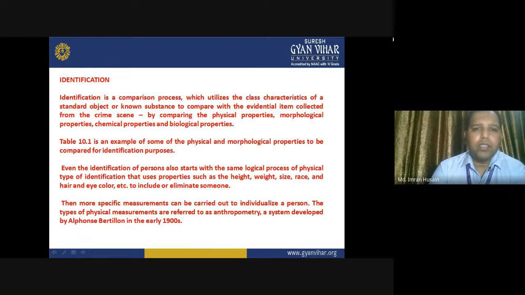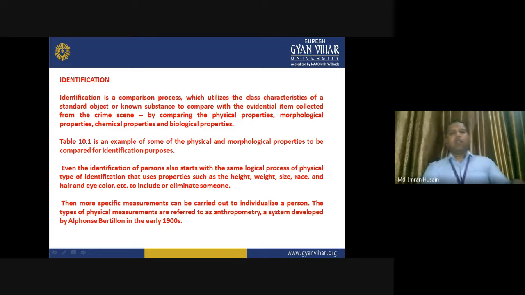Identification. Identification is the comparison process which utilizes the class characteristics of a standard object or known substance to compare with the evidential item collected from the crime scene. Like if the crime has been committed by a hammer, the victim has been killed by a hammer, but that hammer, having been subject to such brutality, might suffer some damage. It might have some bloodstains and some DNA on it also. So, how are we going to compare its data?